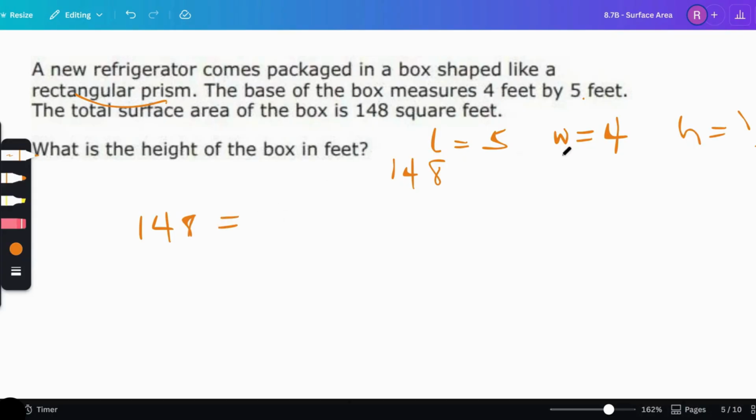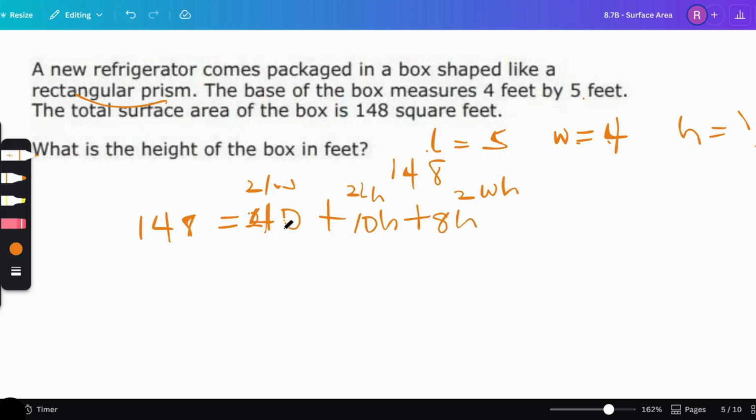148 equals, let's first do 2LW. That will be 2 times 5, 10, times 4. This will be 40. Then plus, we've done LW. So now let's do LH. 2LH will be 2 times length, that is 10, times H, that will be 10H. Then plus, now let's do, which one is left? 2WH. So that will be 2 times 4, that is 8, that will be 8H.